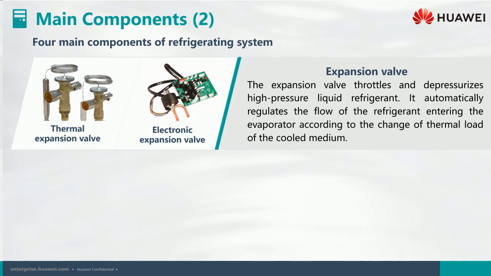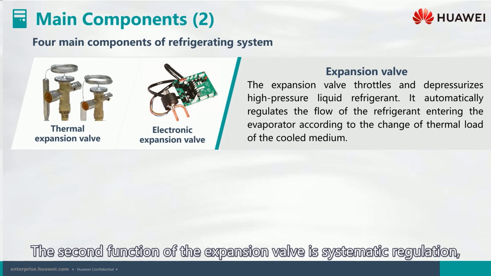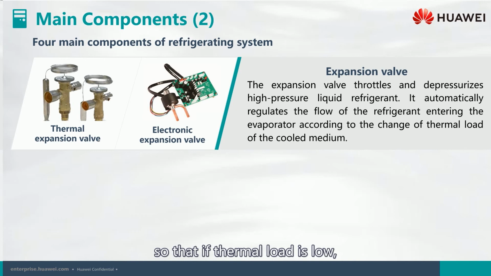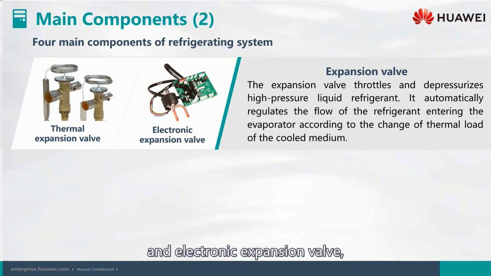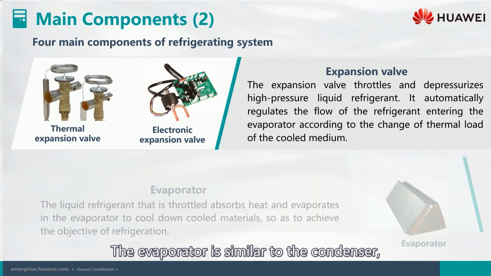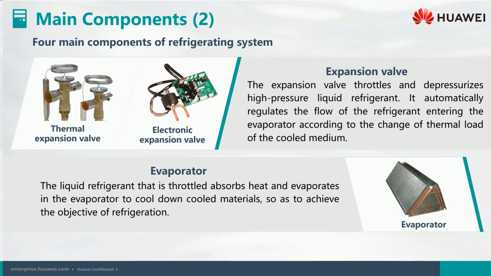The second function of the expansion valve is systematic regulation, so that if thermal load is low, the flow of refrigerant is reduced. The expansion valve includes both a thermal expansion valve and electronic expansion valve, and Huawei uses both. The evaporator is similar to the condenser.